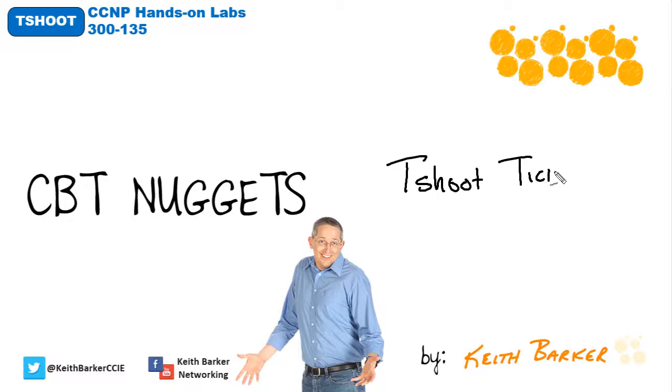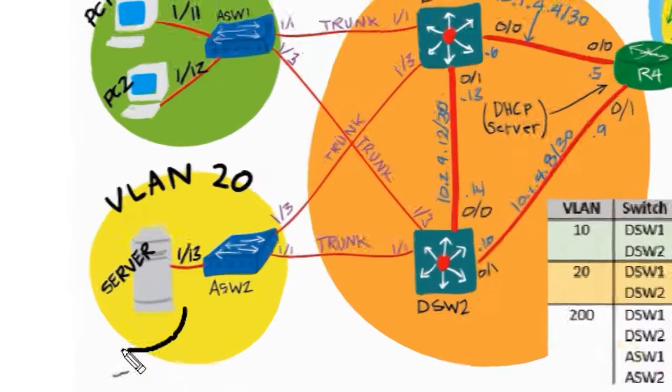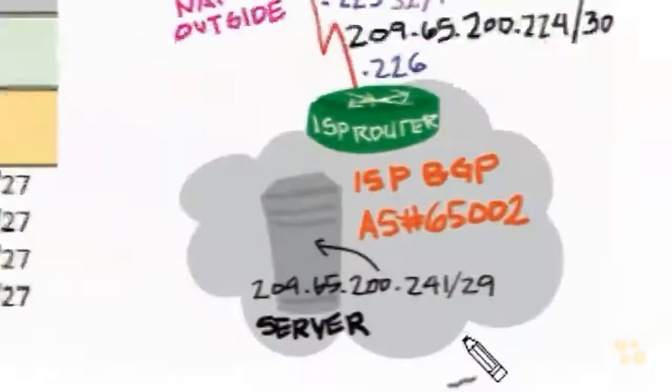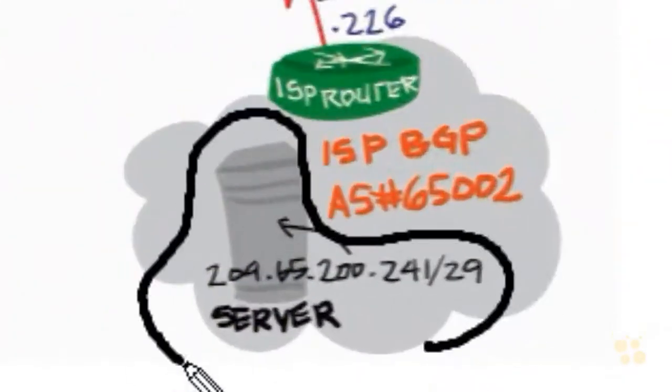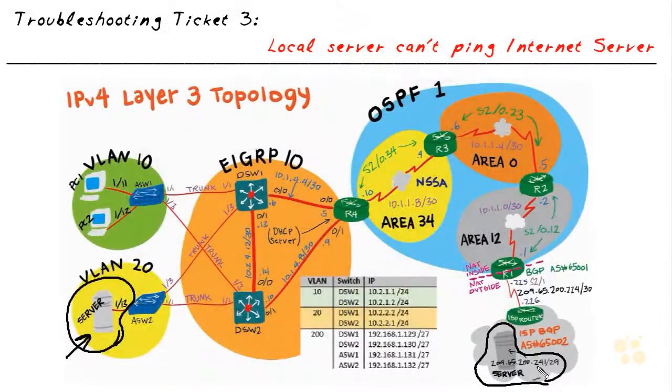In this nugget, we're going to introduce the scenario for troubleshooting ticket number 3. For this scenario, I'd like you to imagine that we've been asked by our company to assist the service provider in setting up file synchronization between a local server here on our network, so that's here on VLAN 20, and one of our internet service provider servers, which is out here at 209.65.200.241.